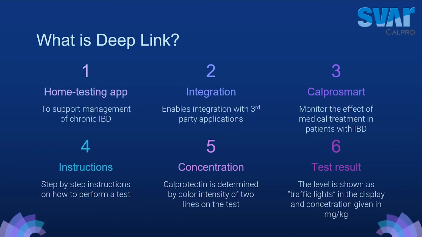The app gives you detailed step-by-step instructions on how to perform the test, as Neil showed you. And the concentration of calprotectin is determined by color intensity of 2 lines on the test, which is based on antibody-antigen reaction. Using a smartphone, the patient captures an image of the test, which is used by the system to calculate the concentration of calprotectin. And the level is shown as traffic lights in the display and concentration given in mg/kg.